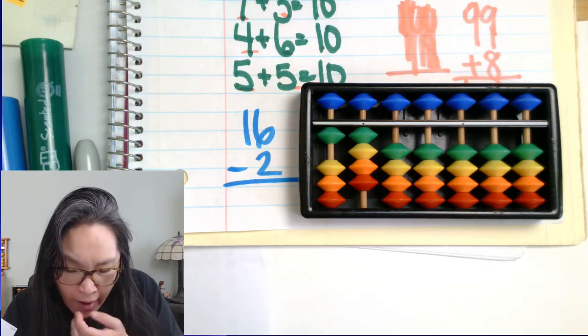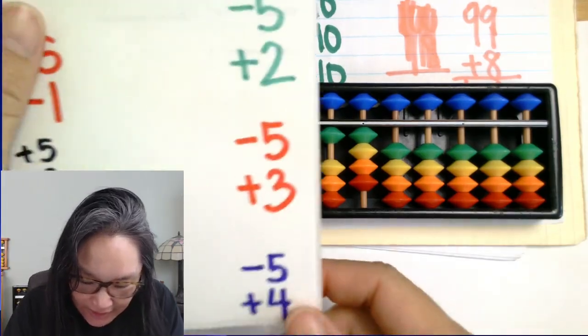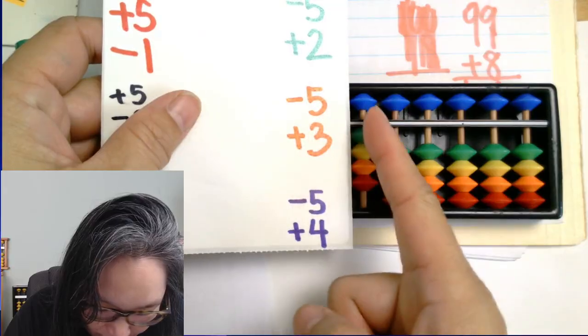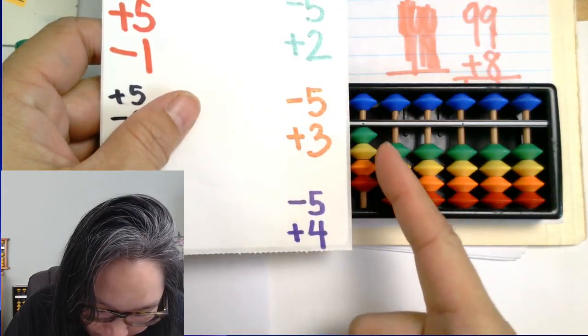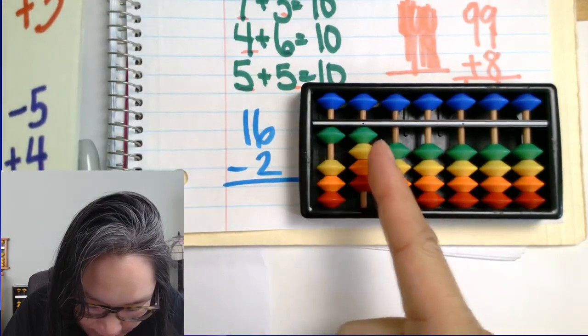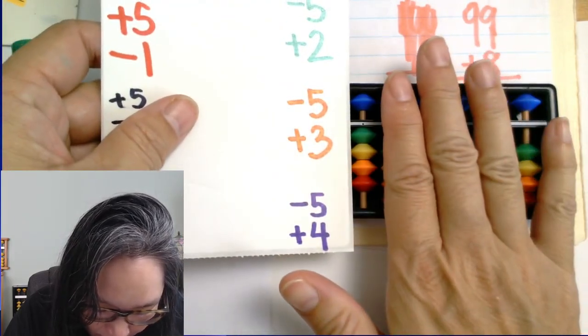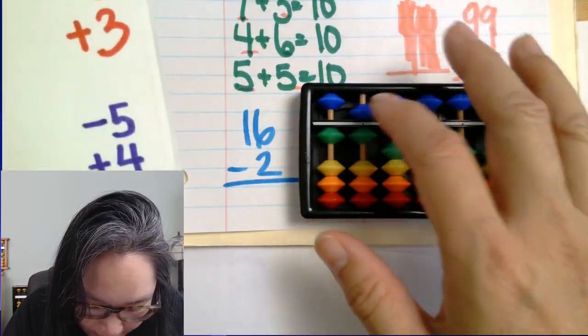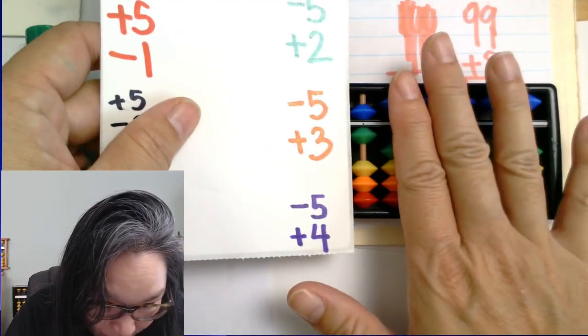That's it. So I like this because then it reminds us what we're trying to do. Plus the 5, minus the 5, plus the 3. And then when I take it away, we get 16. Because what we're doing is we're focusing on the column. So when we had it, it was like that, 16. And then what we need to do is we need to take away 2.